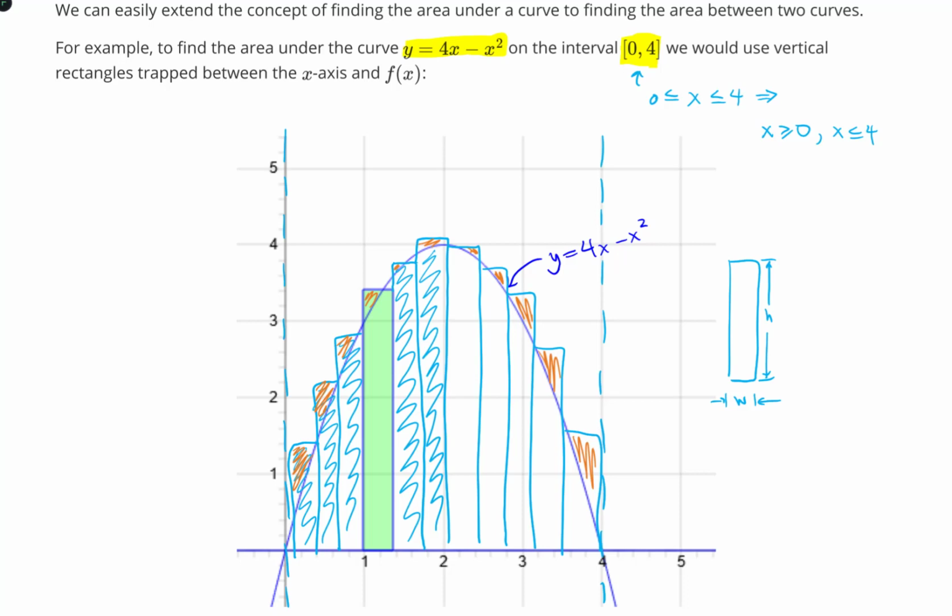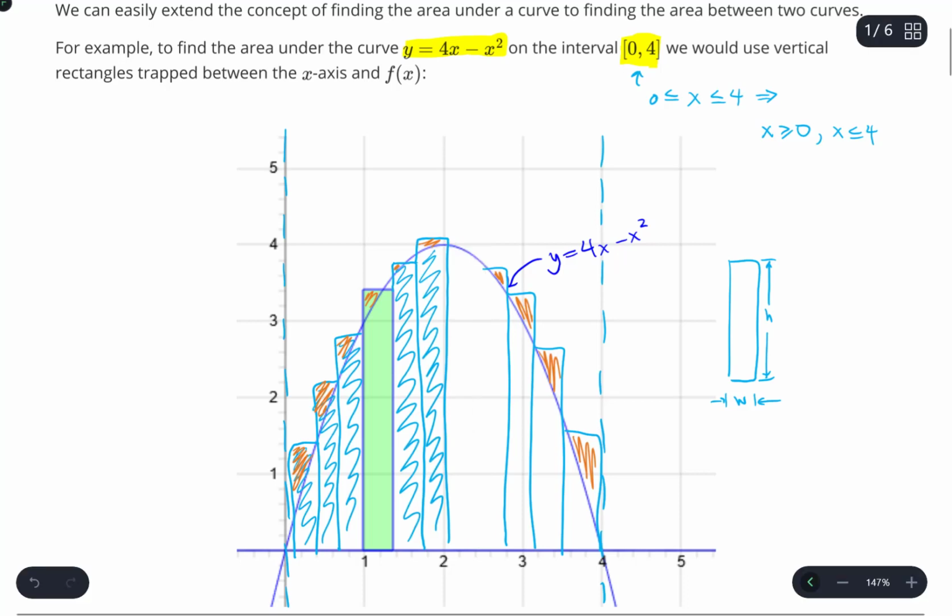What we can do, however, is minimize that error by increasing the number of rectangles. So if we increase the number of rectangles, then that's going to decrease the width of each rectangle. So each rectangle then becomes even smaller. Let me just erase a couple of these so I can show you what I mean.